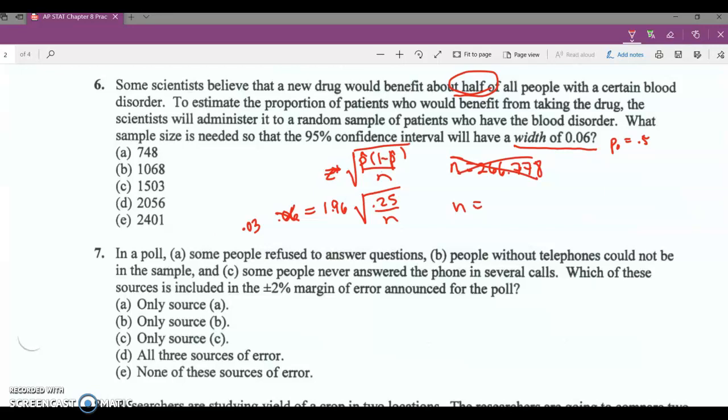And I get n equals 1067.11. I'm not going to round this, right? In order to make sure that I have a width that's no bigger than 0.06, I have to bump up. If I did 1067, I might get a width that's a little bit larger than 0.06.